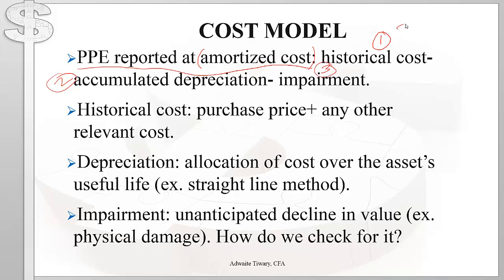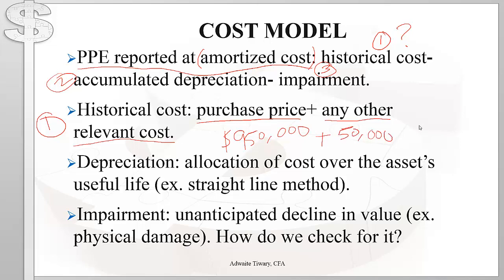Now, what is historical cost? Historical cost is simply equal to the purchase price plus any other cost incurred to bring that asset to its intended use. For example, suppose we bought a machine for $950,000 and we had to pay $50,000 for delivery expenses. The historical cost for this asset will be $1 million.